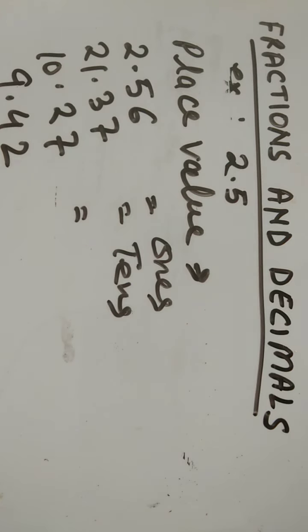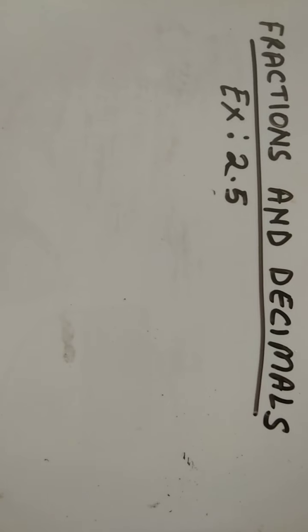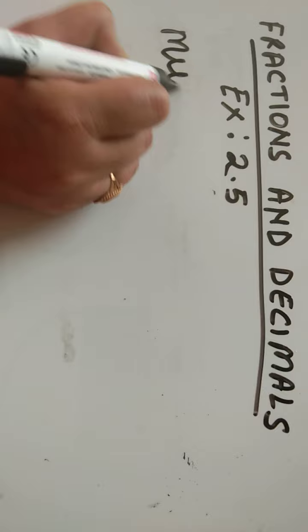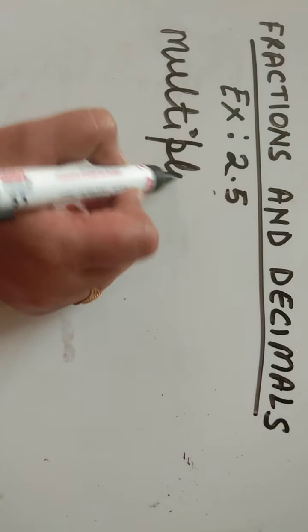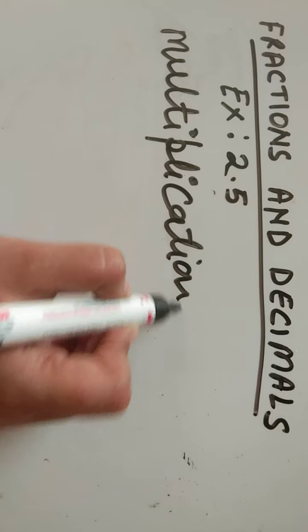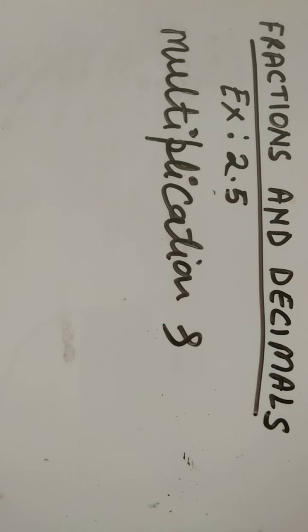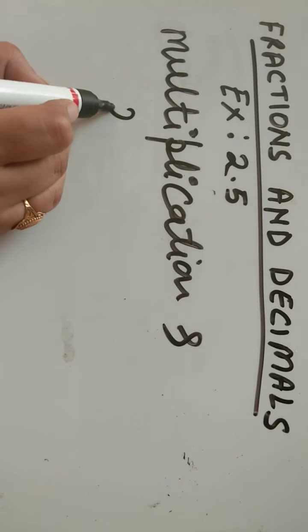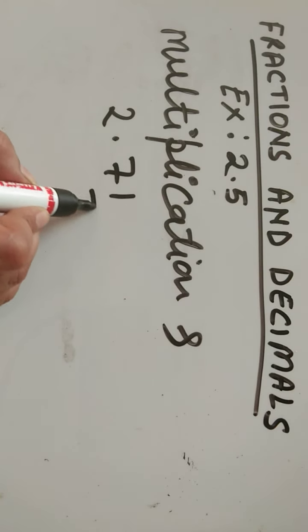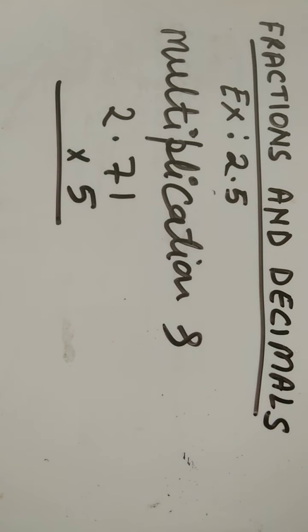Okay. The next topic that we have is the multiplication of decimal numbers. So now we have multiplication. First of all we will discuss how we will multiply. For example, we have to multiply 2.71 by 5. Multiplication is simple, the same as we do in normal multiplication. Only what we have to take care of is, after the multiplication, how to put the decimal sign.